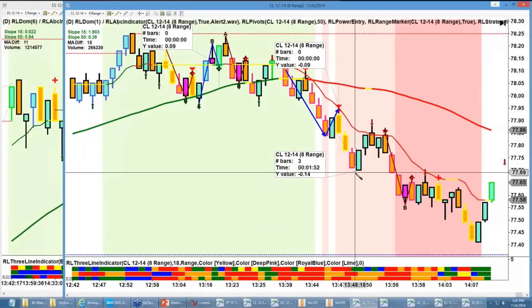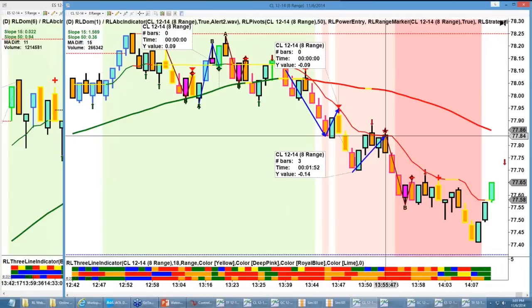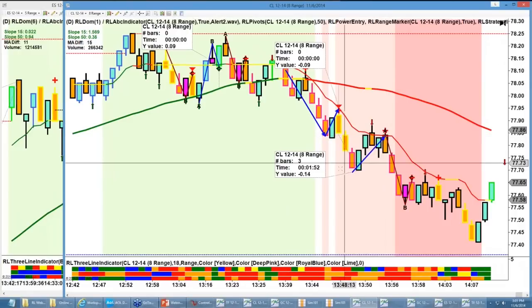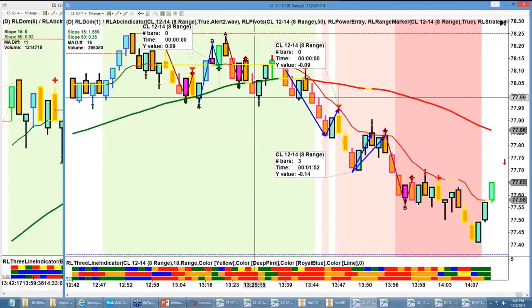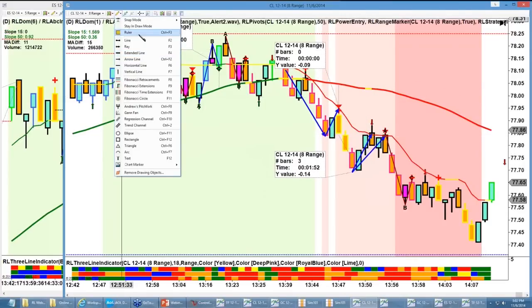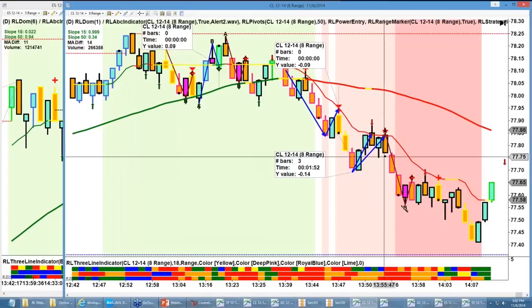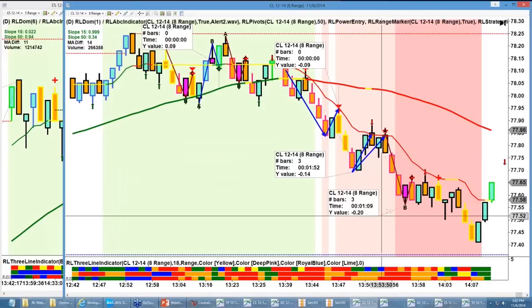Same thing happens again here. We retrace. We can take the retracement here. Neither one would stop us out. 15 and 50 are both red. And down we go for another 20 ticks.